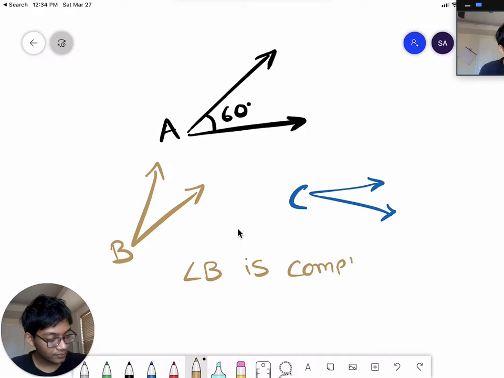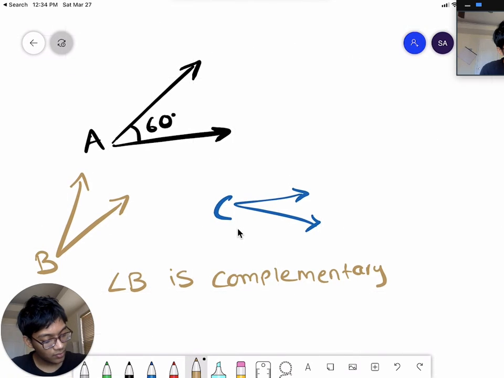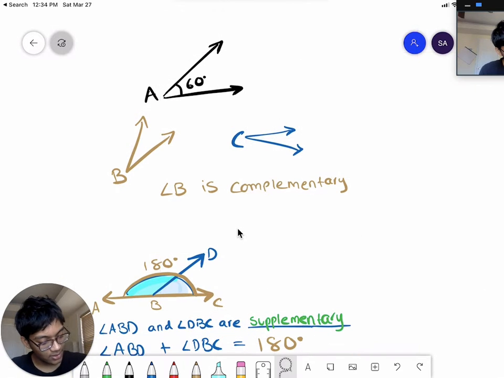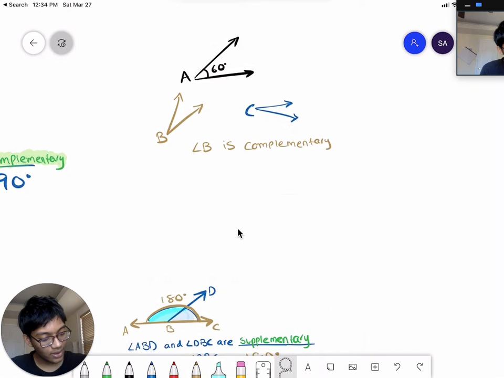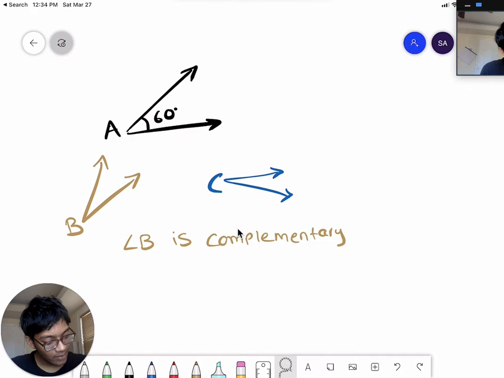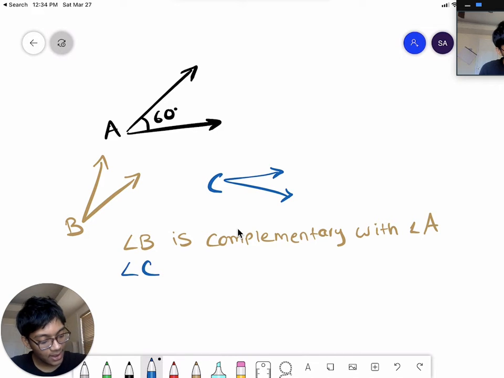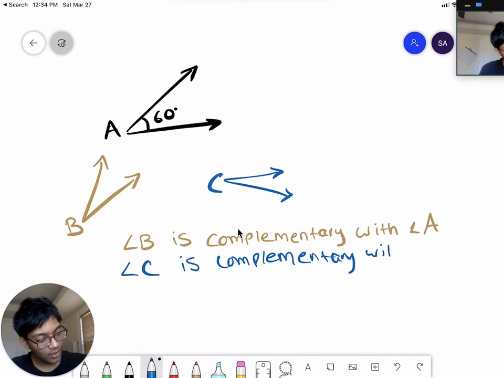complementary with angle, wow, we got some limited space here today, so I'm crowding up. Let me move this one down, and so hopefully we can get on our way. So angle B is complementary with, or to, angle A. I'll also tell you that angle C is complementary with angle A.